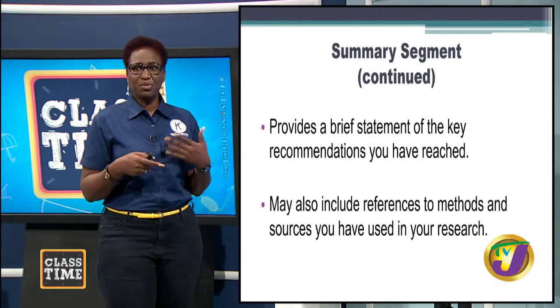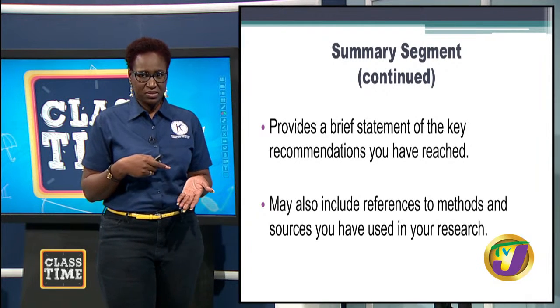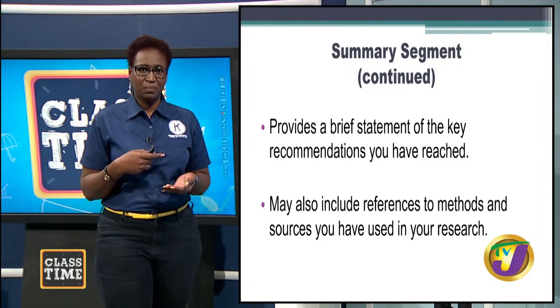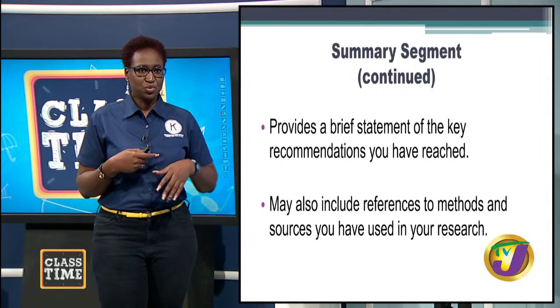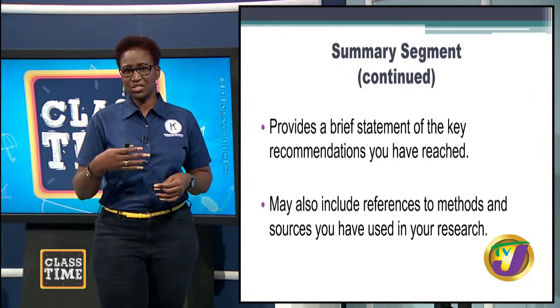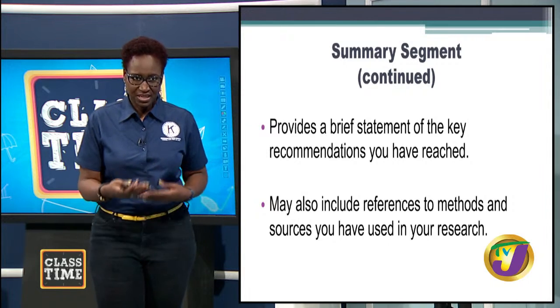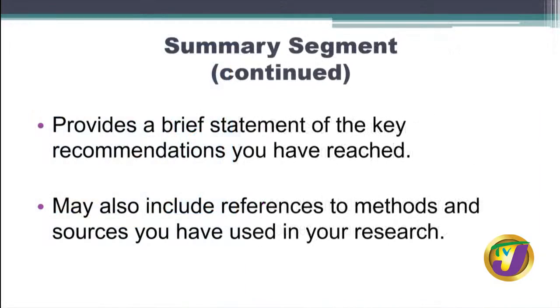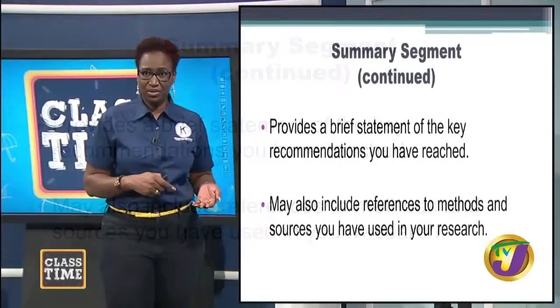Now, this segment will provide a brief statement of the recommendations you're making. So if you are asked to address an issue and then to give some suggestions as to how to alleviate an issue or how to mitigate something, then this is where you would put that in. You can also make references to methods and sources that you used. So for this segment, you're basically trying to give answers to whatever questions might have been asked earlier on.